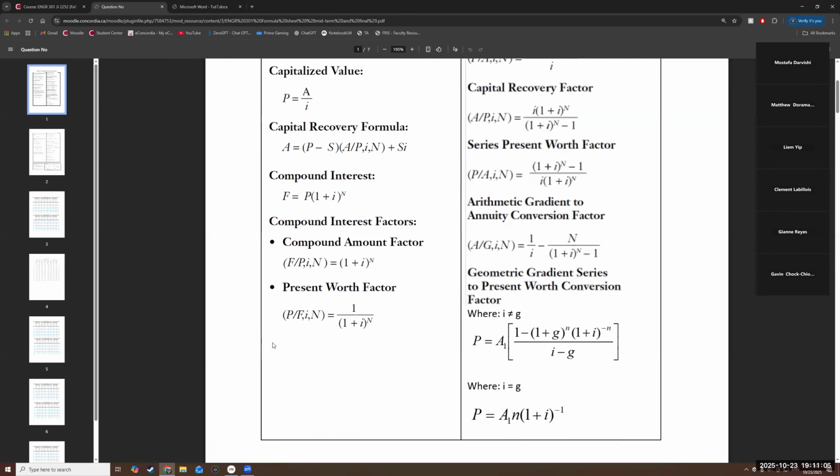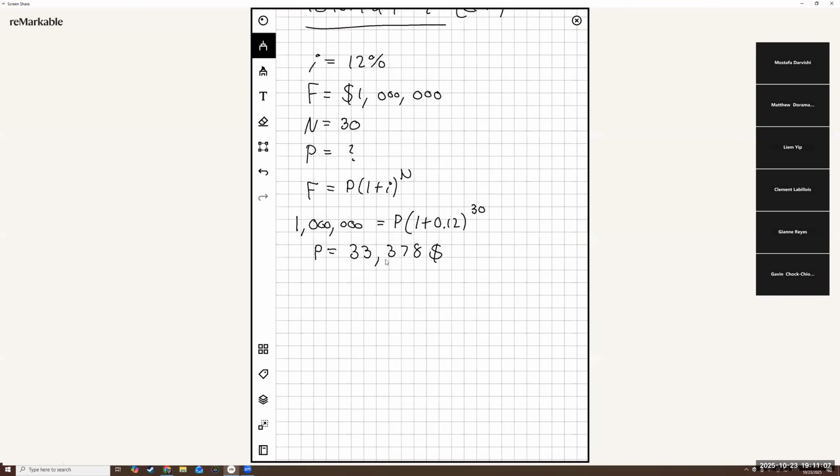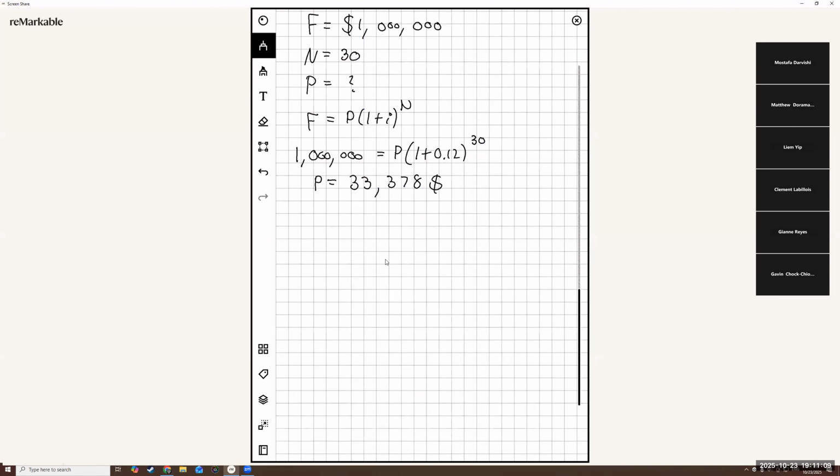Right. So you absolutely can do that. It's just another way of solving it. So we did it this way, using the P slash F formula. I can calculate my present worth, which is equal to the future value, P slash F at 12% for 30 periods, with the known F, which is $1 million. So that's another way, and it will give the same result.